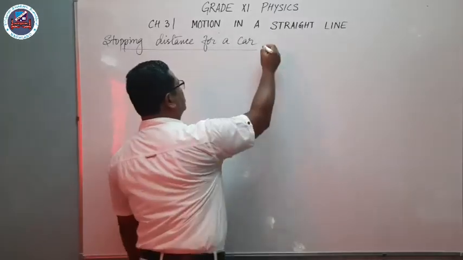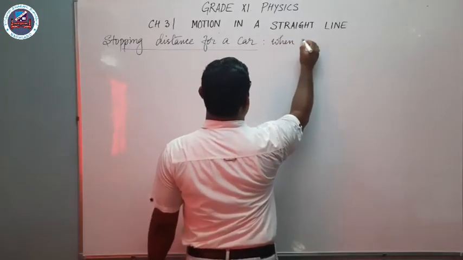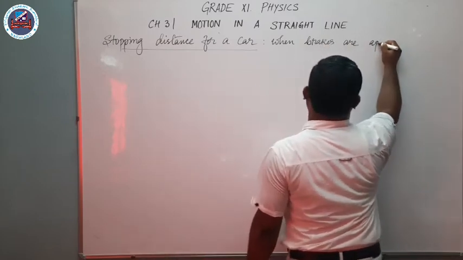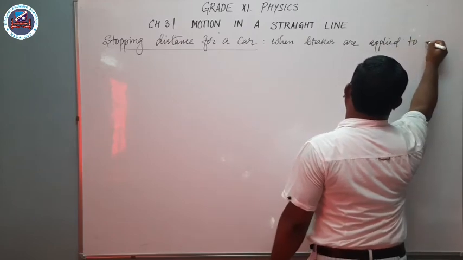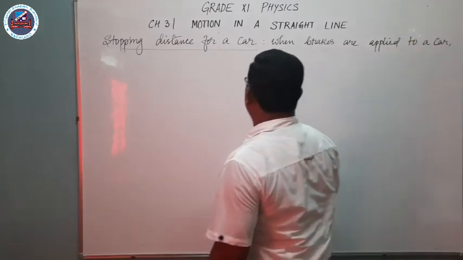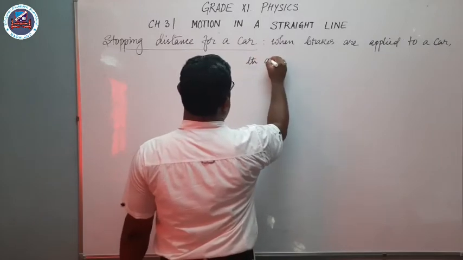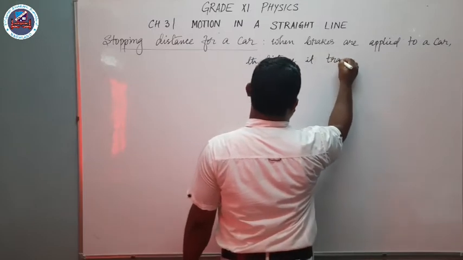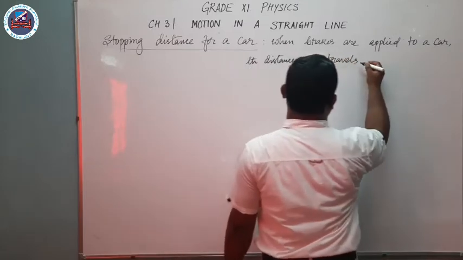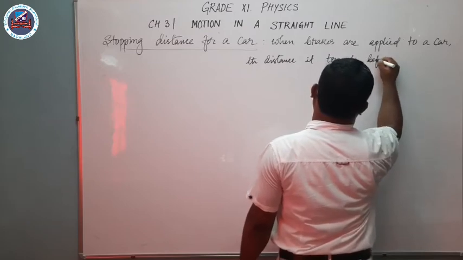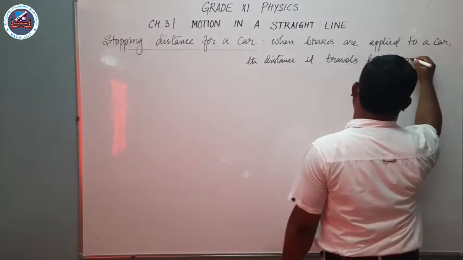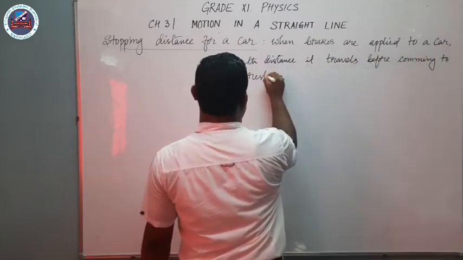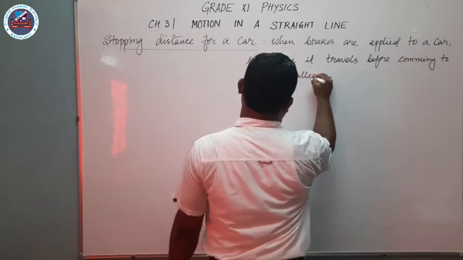You can write like this: when brakes are applied to a car, the distance it travels before coming to rest is called stopping distance.